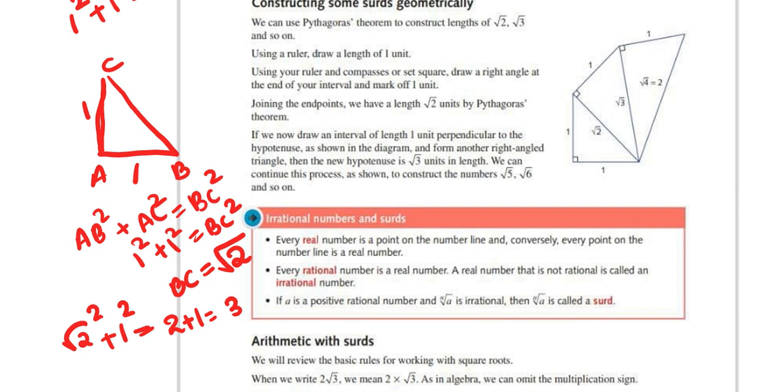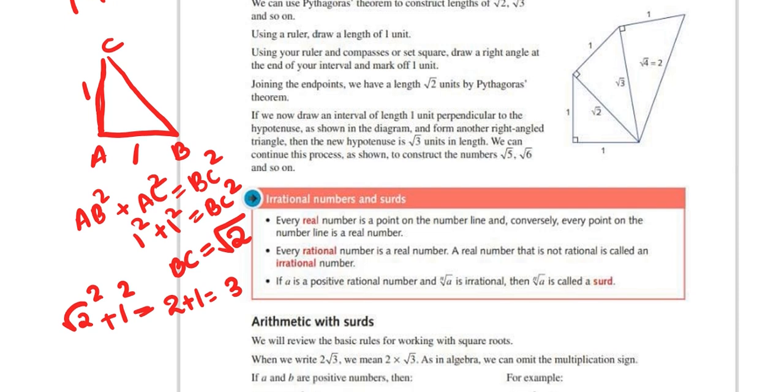Then every real number is a point on the number line, and conversely every point on the number line is a real number. Then every rational number is a real number, but a real number is not always rational. That is called an irrational number. If a is a positive rational number, then nth root of a is irrational. Then nth root of a is a surd.